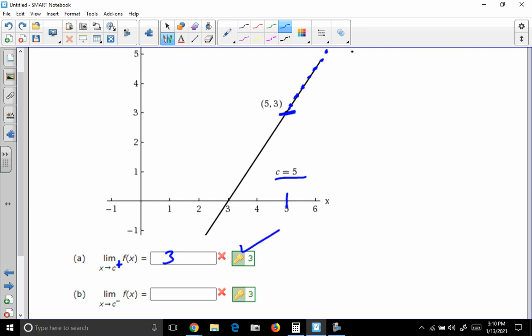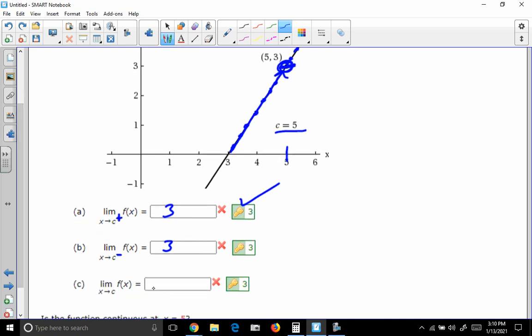Hence, the answer 3. The minus here means what is our limit as we're approaching our value from the left side. So if we're to the left of 5, and we're getting closer and closer to 5 from the left side, what y value are we approaching? Well, that point that we're approaching has a y value of 3.